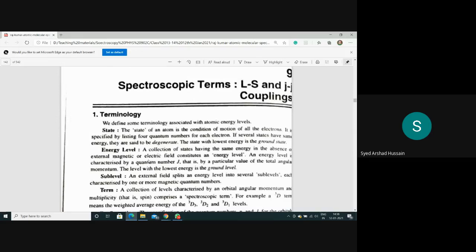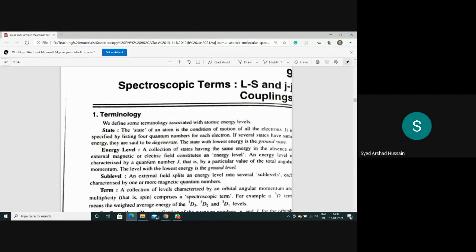Sublevel: we have seen that if you apply an external perturbation, then the level splits. Level splitting means degeneracy is removed. That means you are separating the states of your electrons. So if you apply an external perturbation, this splitting of the energy level gives you sublevels. And we have seen in the case of the Zeeman effect, the sublevels are characterized by mj, and for a particular value of j, mj has twice j plus 1 values.